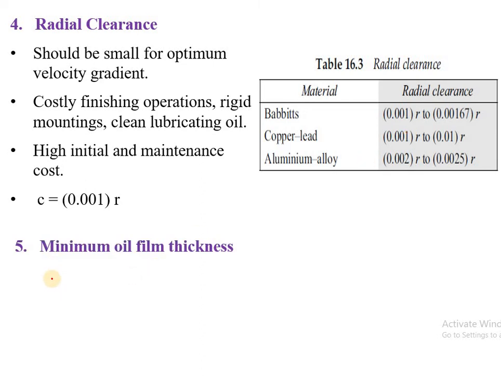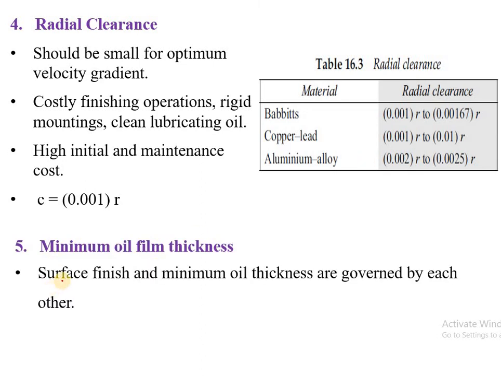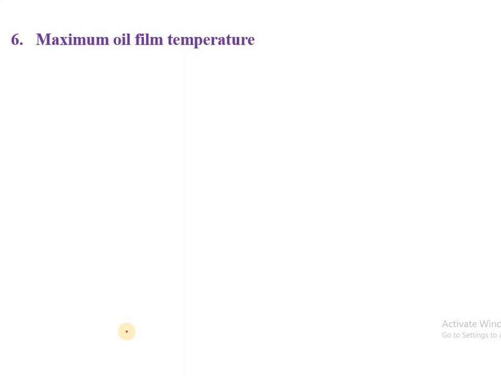Now the next parameter is minimum oil film thickness. Surface finish of the journal and the bearing is governed by the values of minimum oil film thickness chosen by the designer, and they are vice versa actually. So the lower limit of minimum film thickness is given as 0.0002 into R. This is the lower limit. Below this there is a chance of metal to metal contact. So this is the lower limit of the minimum film thickness.